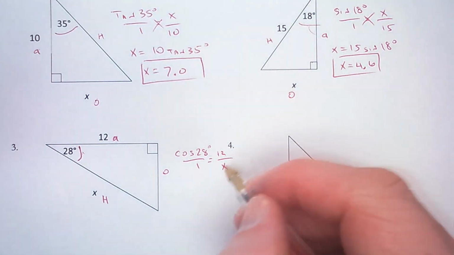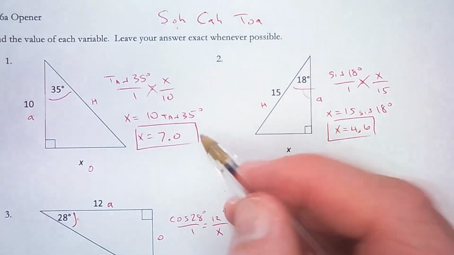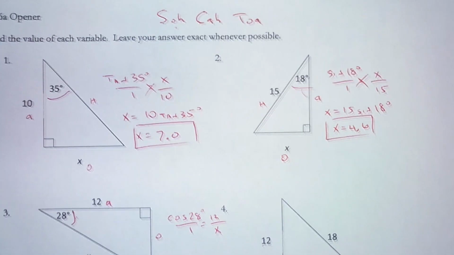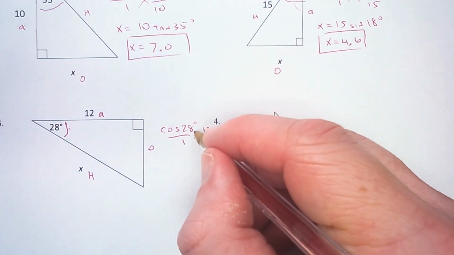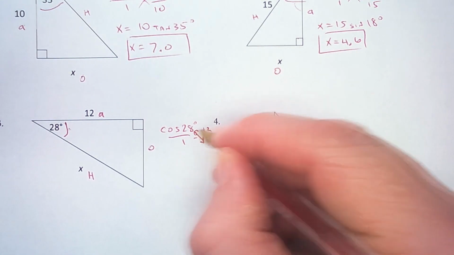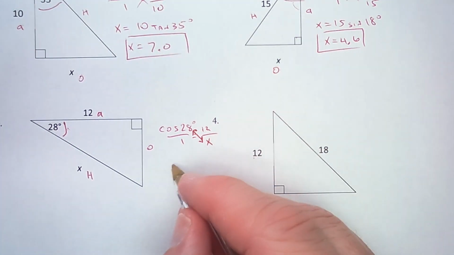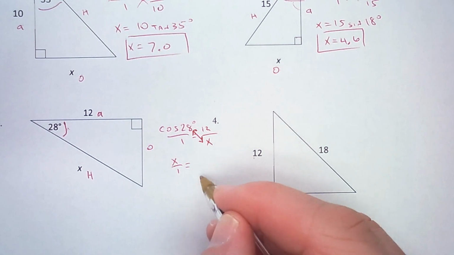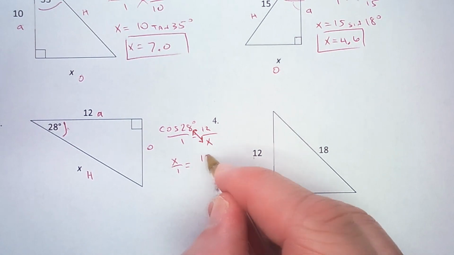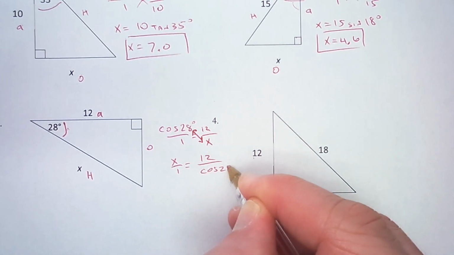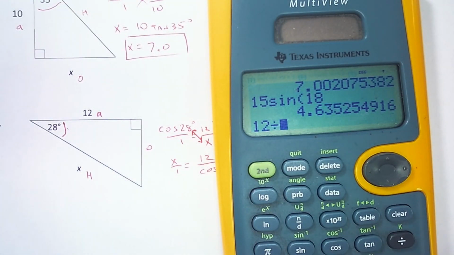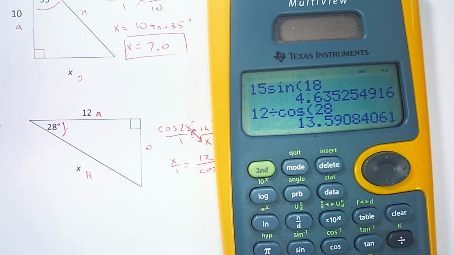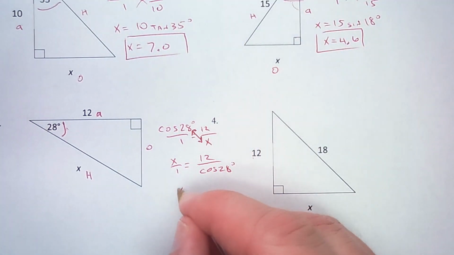Now this time the variable is on bottom. In these previous two I had a number on bottom, so I cross multiplied. This time the fastest way to solve this is actually just to take these two diagonal from each other and switch them. So now I have x over 1, which is the same as just x, equals 12 over cosine 28 degrees. So now we have 12 divided by cosine 28, 13.59, so 13.6.